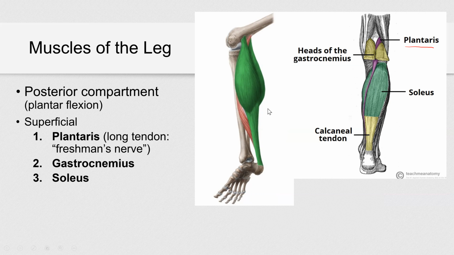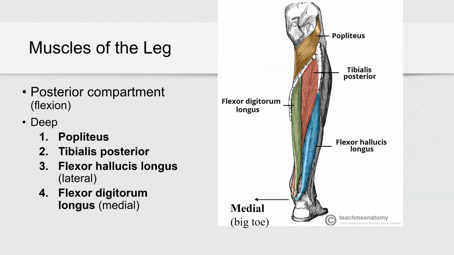Then we have gastrocnemius. This big muscle shown here in green is gastrocnemius, and on this picture, gastrocnemius is in yellow. If you cut it off, you can see the muscle deep to gastrocnemius, that is soleus. Soleus and gastrocnemius have the same insertion, and they have a common tendon. It's called the calcaneal tendon or Achilles tendon. And the insertion is the calcaneal bone, or your heel bone, calcaneus. All right, so that was our superficial group.